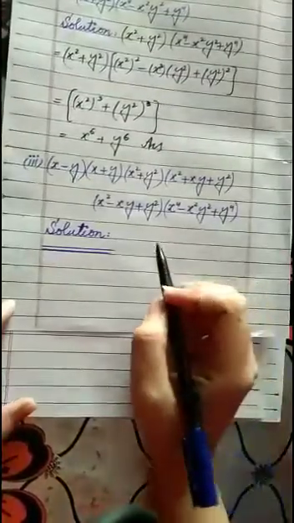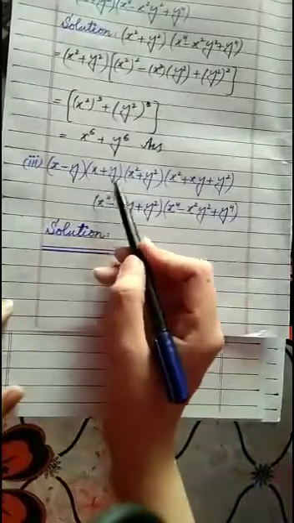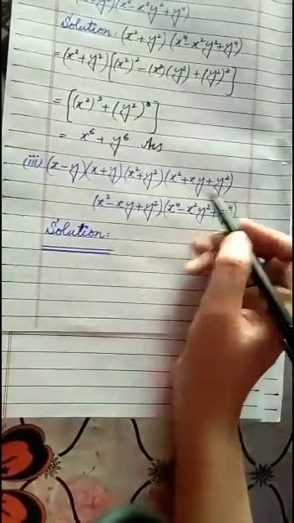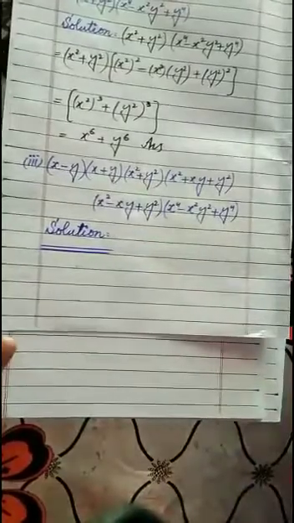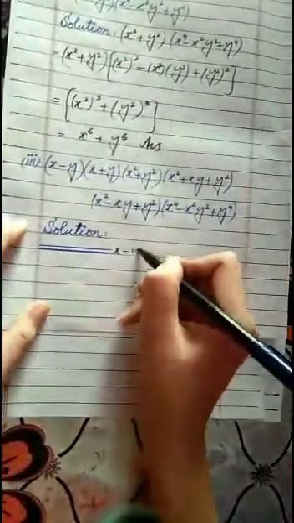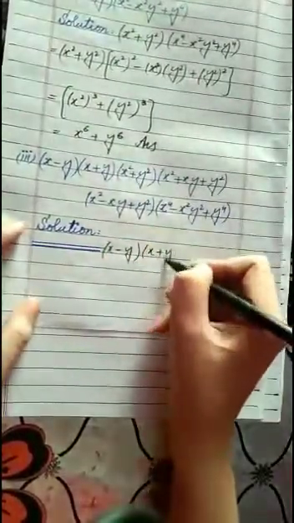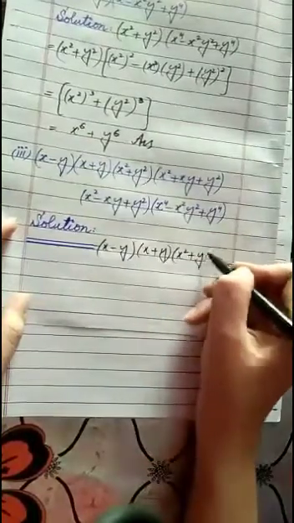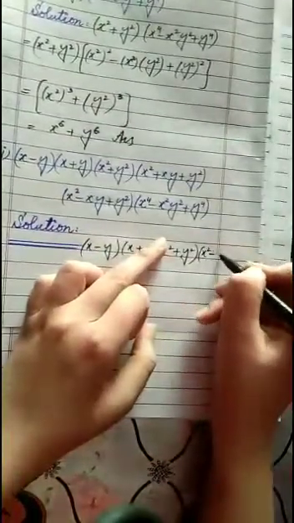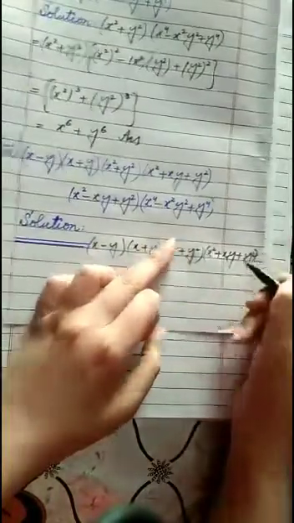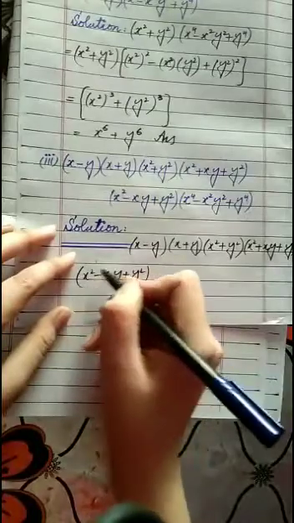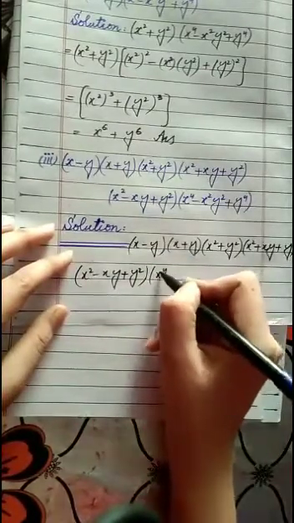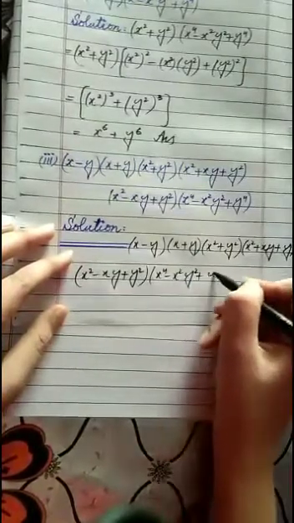Now move towards part 3. Okay students, question number 15 part 3: (x − y)(x + y)(x² + y²)(x² + xy + y²)(x² − xy + y²)(x⁴ − x²y² + y⁴).